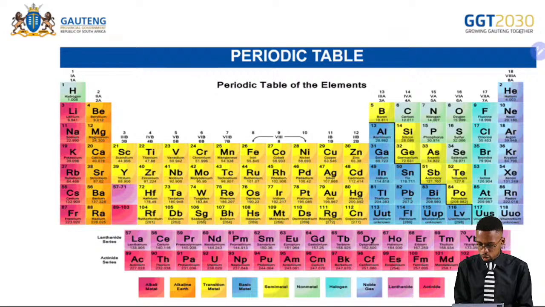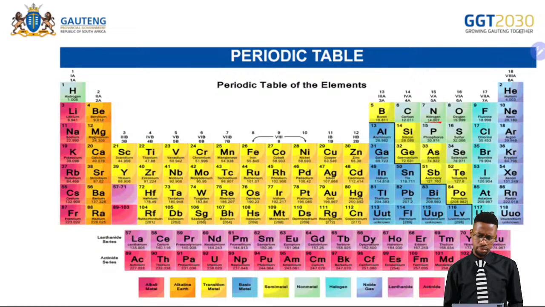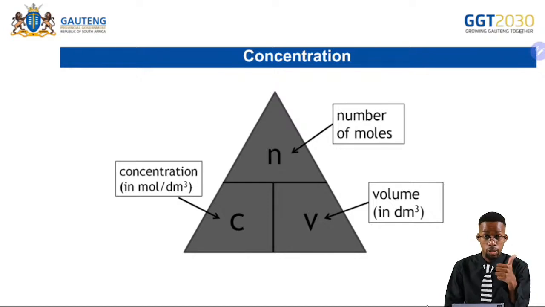When we talk about nitrogen, you see, it's number 7 in the periodic table. The symbol for nitrogen is N. And then the molar mass is the number below, which is 14. So make sure that you understand the periodic table. It is our best weapon. Let's move on.